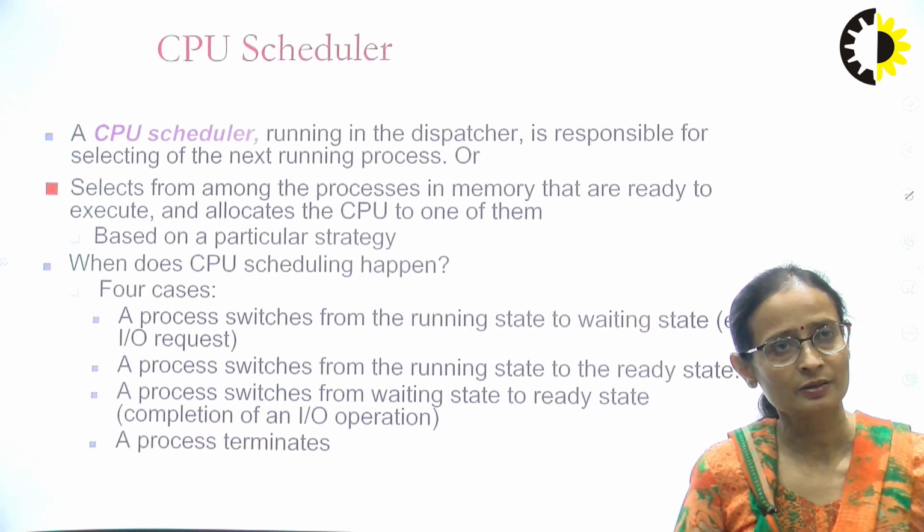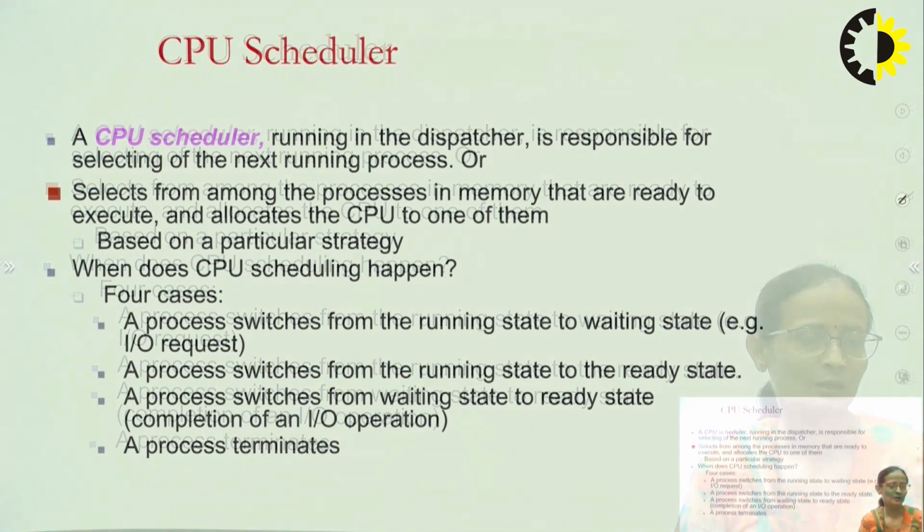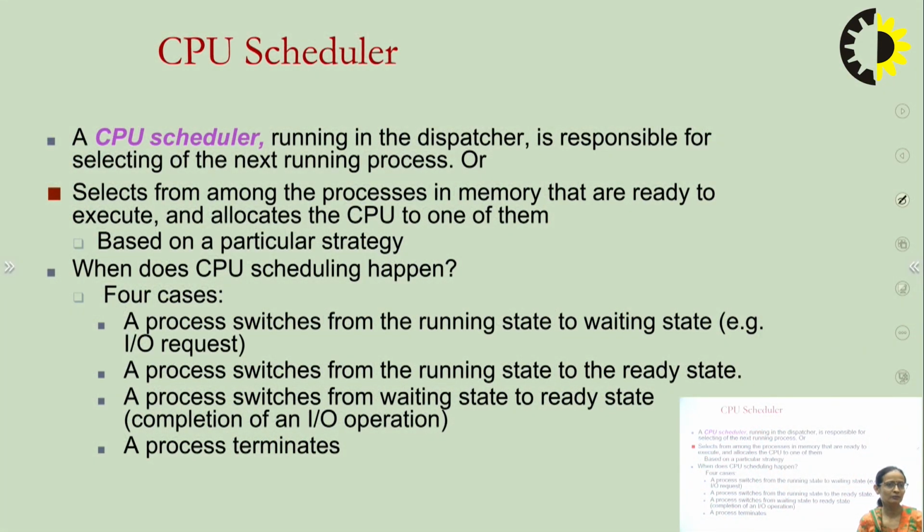First, we will discuss what a CPU scheduler is. What is the meaning of a CPU scheduler? It is a program running in the dispatcher, and it is responsible for selecting the next running process, that is, which process is to be run next. It selects from among the processes in memory that are ready to execute. In the ready queue, the processes are there which need to be executed by the processor. Then this algorithm, your CPU scheduler, takes this decision.